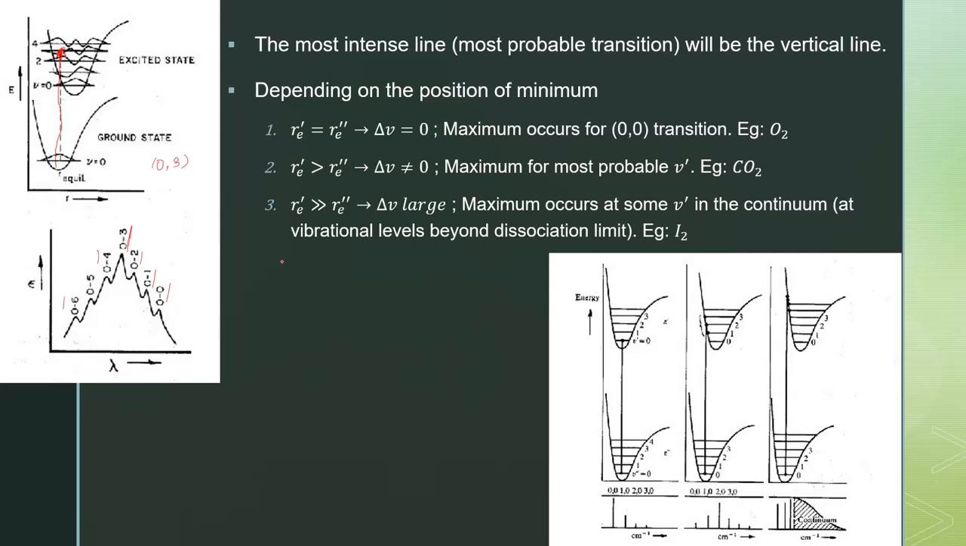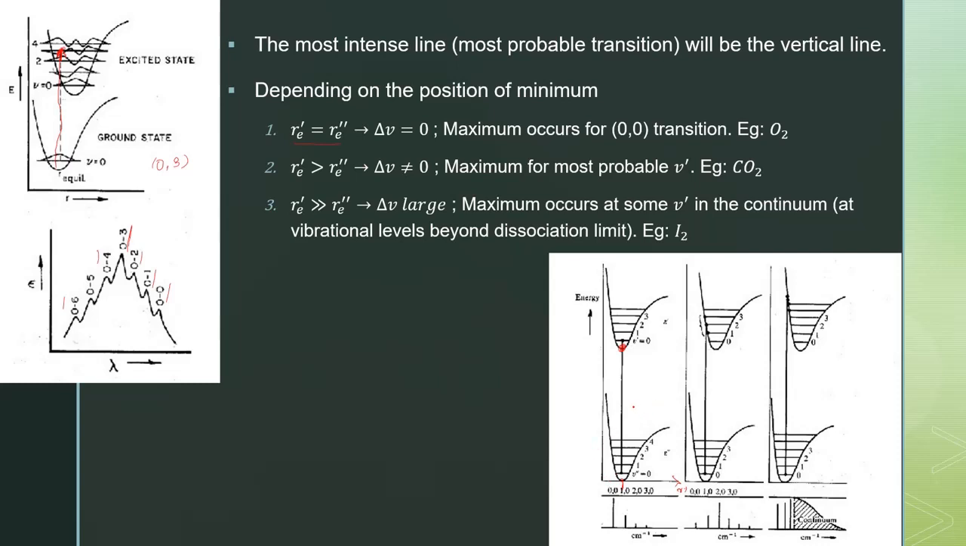So depending upon the position of the minimum, that is Re dash and Re double dash, we can see different types of spectrum. When Re dash is equal to Re double dash, which means that the minimum of both the excited state as well as the ground state falls into the same R. Here R with respect to energy is plotted. So this Re dash, this excited state, is not shifted. It is exactly above the ground state.